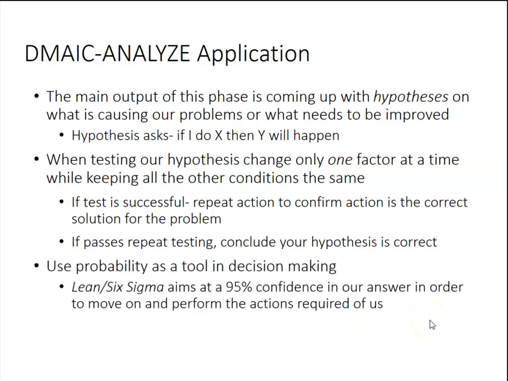And then the last, I think it's next week, we're going to go over using probability as a tool. Probability is huge in Lean Six Sigma. They have an aim of 95% confidence in our answer in order to move on and perform the actions required of us. So if we have a 95% confidence that what we're going to do is going to have an effect, then we would go ahead and perform that. We wouldn't do it if we didn't have that 95%. So where do we get those 95%?